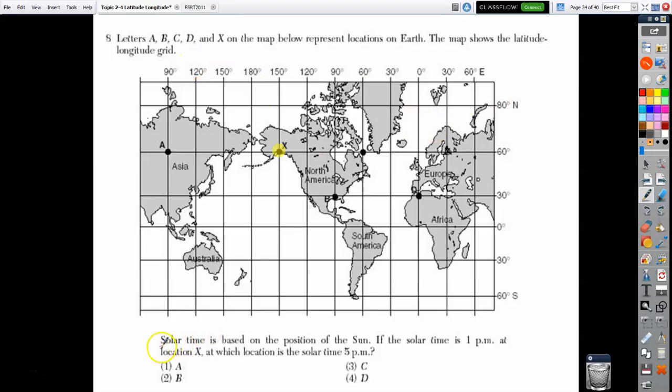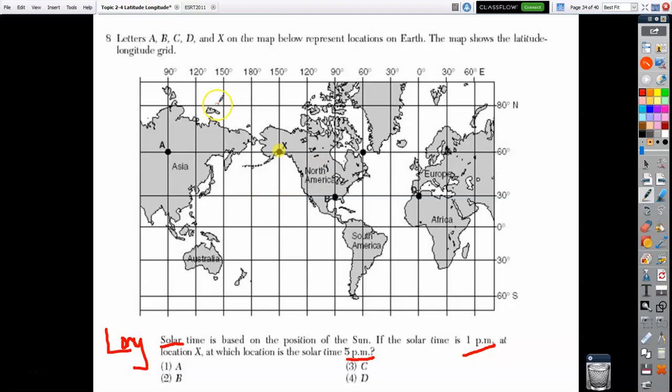Solar time. As soon as they talk about the sun, solar, you're talking longitude. L-O-N-G, longitude, is based on the position of the sun. If it is 1 p.m. at X, at which location is it 5 p.m.? So I know it's 1 o'clock at X. I'm looking for where it's 5 p.m.